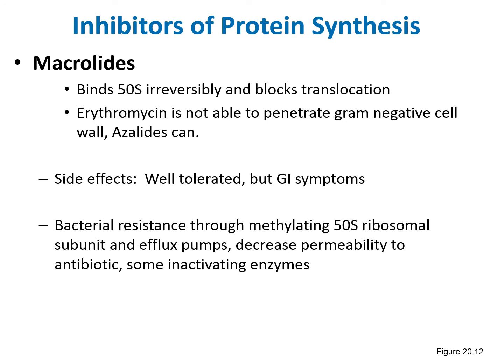Some bacteria do have resistance to your macrolide antibiotics. They get it through methylating the 50S ribosomal subunit. Adding a methyl group to this subunit changes the shape of the binding site for this antibiotic and prevents the antibiotic from actually binding the ribosome and taking effect. You also have efflux pumps that pump the antibiotic back out of the cell once it enters.